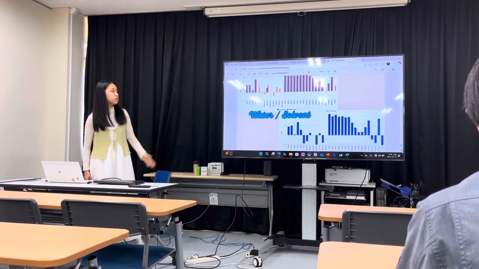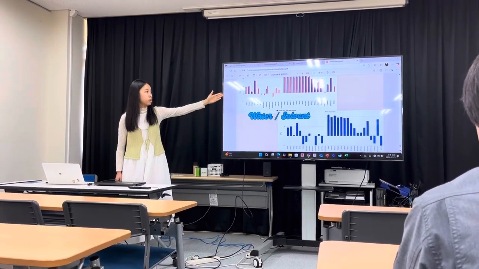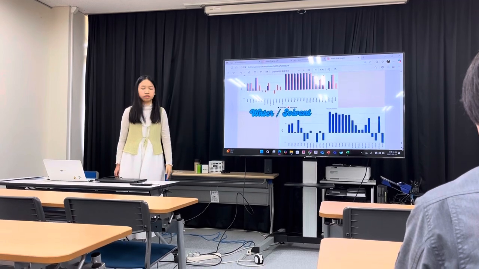And then here are the water and solvent graphs. As you can see, with the water, it has more PFAS content, so water uptakes more PFAS.